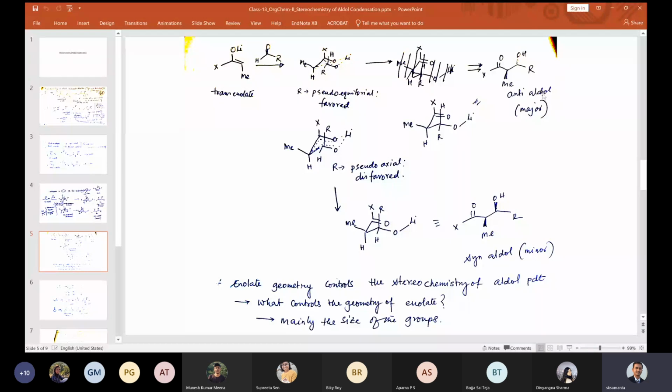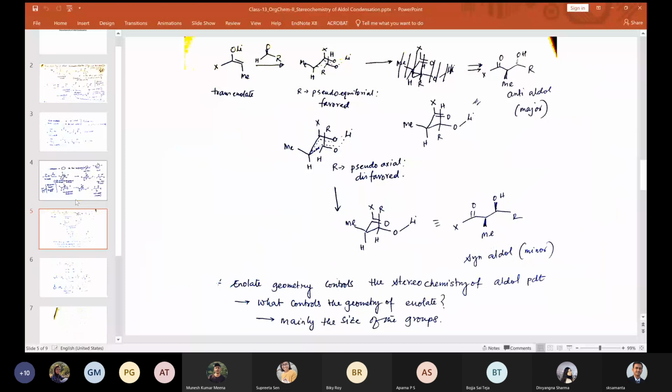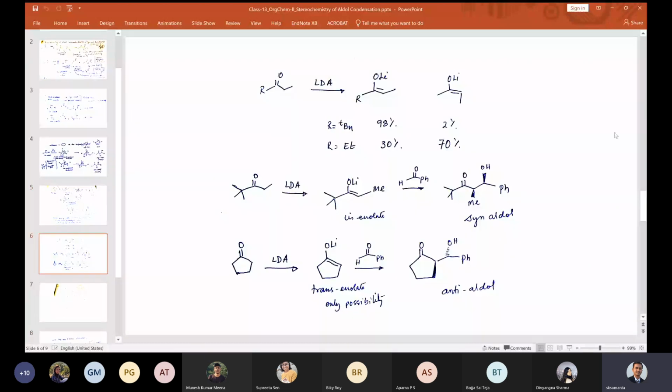So this anti-aldol from the trans-enolate is the major product, and this syn-aldol is the major product from the cis-enolate. Then which one would be the major? That depends on whether the enolate is cis or trans. Then we said that there are mainly steric factors which indicate which enolate would be the major product, whether trans or cis.